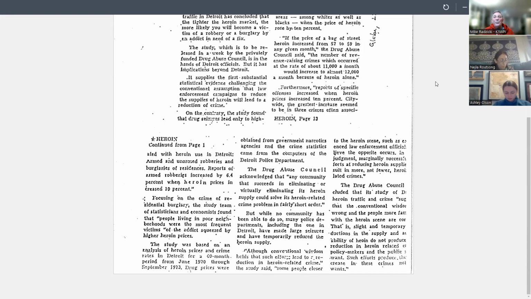But while no community has been able to do so, many police departments, including the one in Detroit, have made large seizures and have temporarily reduced the heroin supply. Although conventional wisdom holds that such efforts lead to a reduction in heroin-related crime, the study said, some people closer to the heroin scene, such as experienced law enforcement officials, believe the opposite occurs. In judgment, marginally successful efforts at reducing heroin supplies result in more, not fewer, heroin-related crimes. Okay, well, we get the idea.